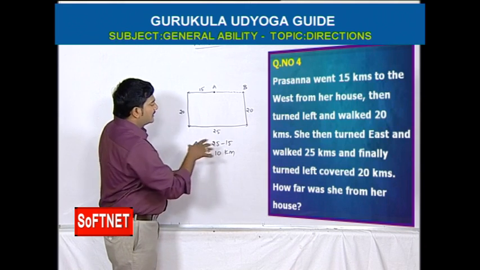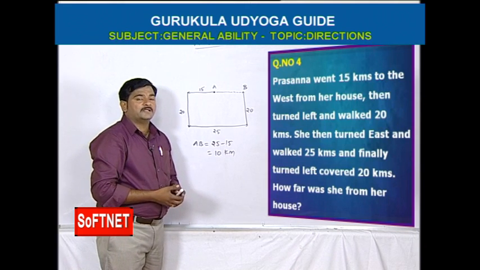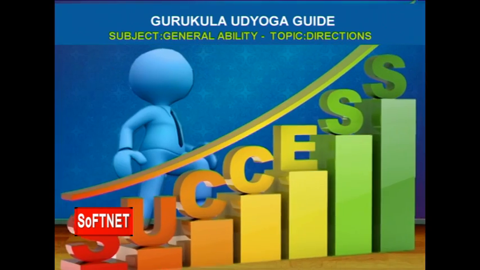This is a simple diagram, and the answer for this question is finally how much I am getting? 10 kilometers I am getting. Just see the next question.